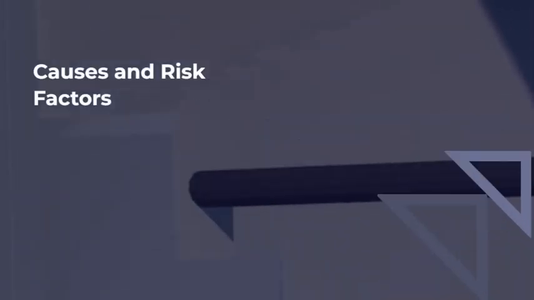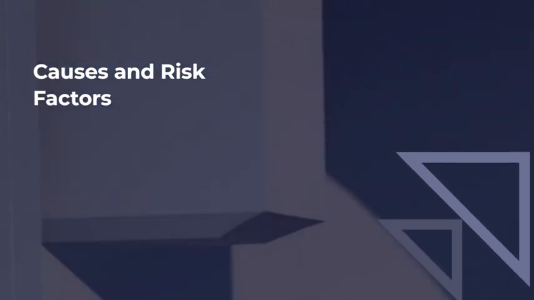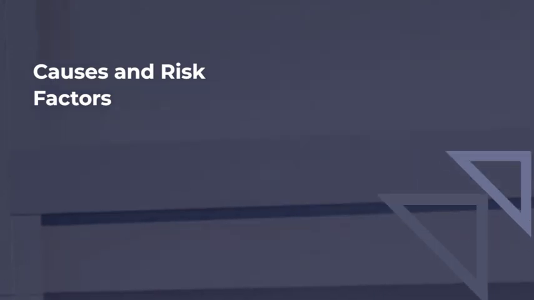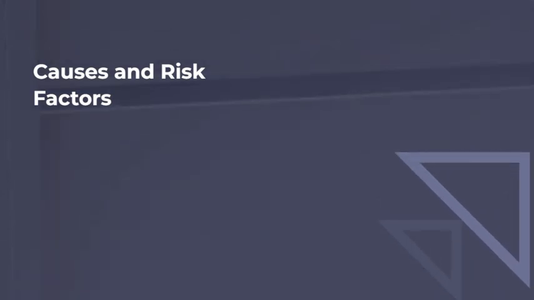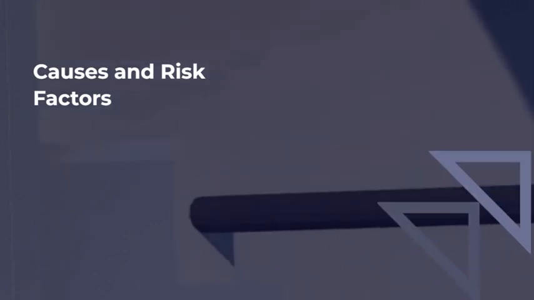The precise cause of JRA isn't fully understood, but it's believed to involve a combination of genetic and environmental factors. Children with specific genetic markers are at an increased risk. Environmental factors, such as viruses, may trigger the disease in a genetically susceptible child.